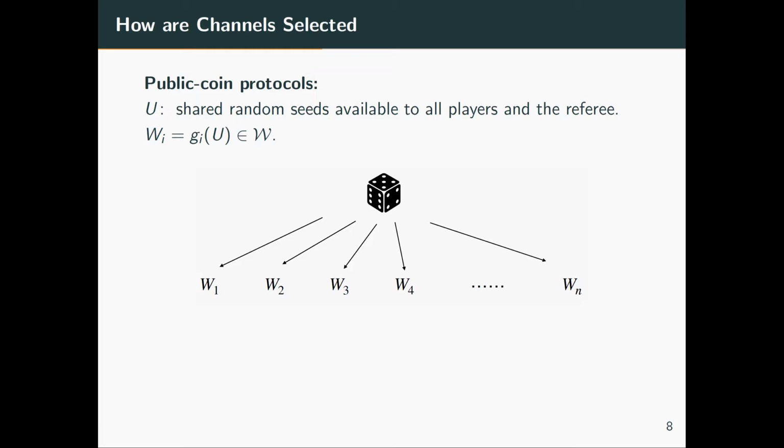Another type of protocol is called public coin protocols. In this case, there is a shared dice observed by all the users. You can throw the dice an arbitrary number of times to generate a shared random seed available to all the users and the referee. And each of the channels is selected based on the realization of the same random seed. You can see that you can always simulate a private coin protocol using a public coin protocol, but are they equally powerful?